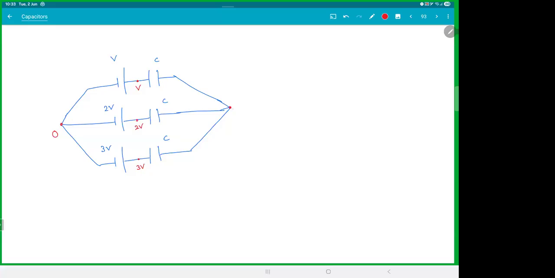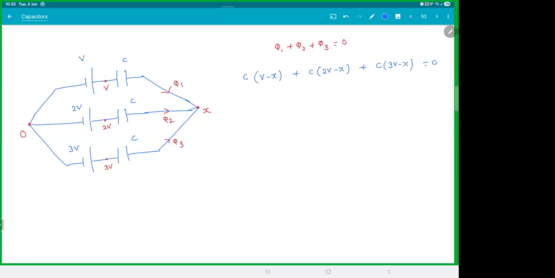Straightforward. Let this point be X because there is no battery and there is a capacitor. Let the charge be Q1, Q2, Q3. These are the charges on the capacitors. Q1 plus Q2 plus Q3 is equal to 0. So what is Q1? Capacitance C into potential difference V minus X. Q2 is C into 2V minus X. Q3 is 3C into 3V minus X, is 0. C gets cancelled. We get X is equal to 2V.